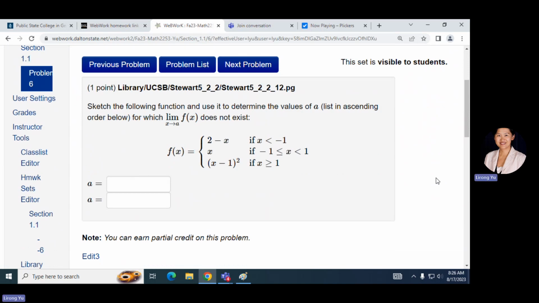It says to sketch the function and use it to determine the value of A for which the limit does not exist. You can see the function is piecewise defined. You can draw the graph yourself, or you can use a computer to draw it. Let me try to draw it on the board, and then we'll use the computer to draw it one more time.